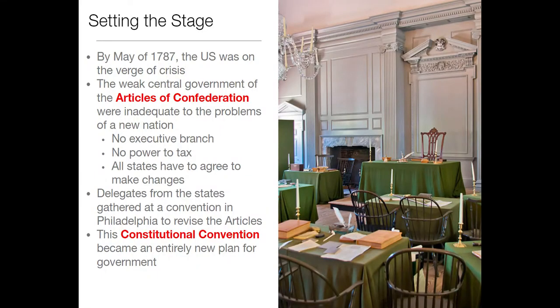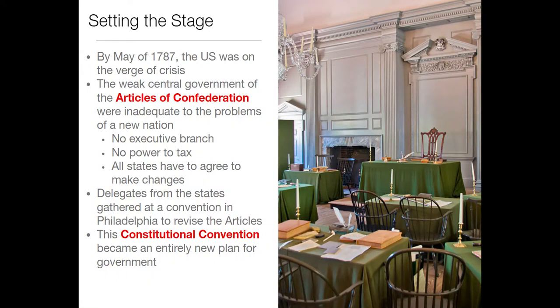Setting the stage. By May of 1787, the U.S. was on the verge of crisis. The weak central government of the Articles of Confederation was inadequate to the problems of a new nation. The Articles of Confederation was our first constitution that was developed after the Revolutionary War.